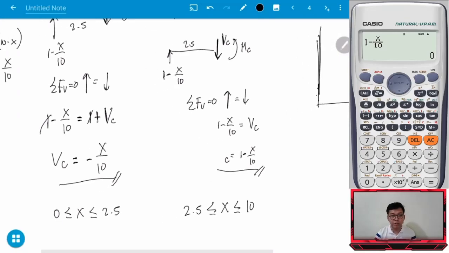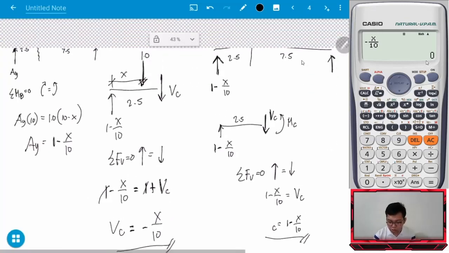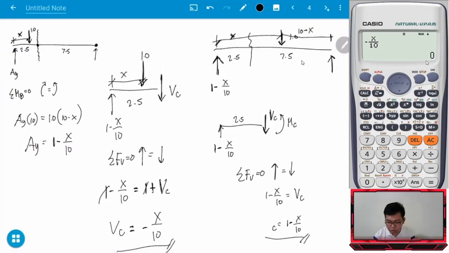Anyway, check natin yung first value natin, guys. Yung at x is equal to 0, and then from negative x over 10. So, check down natin dito. Negative x over 10. So, pag ang x is equal to 0, 0 din yung shear natin. So, anyway, pag ang x daw is equal to 0, 0 ang shear.